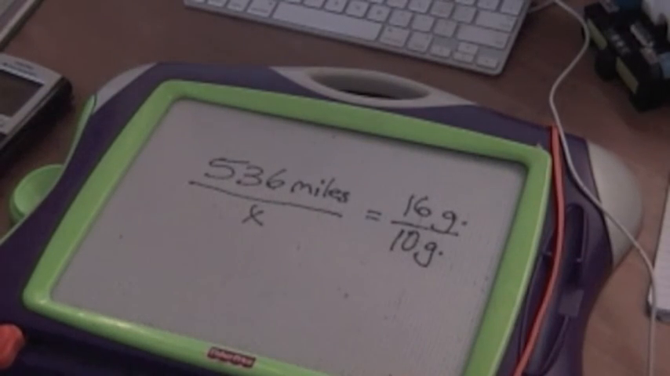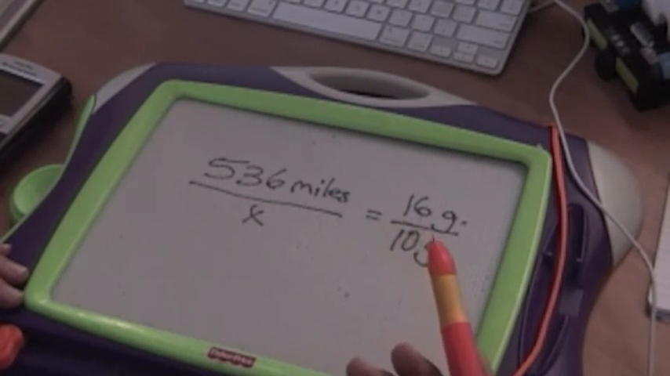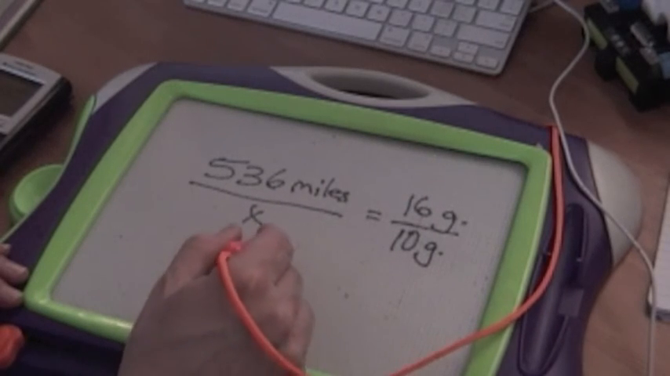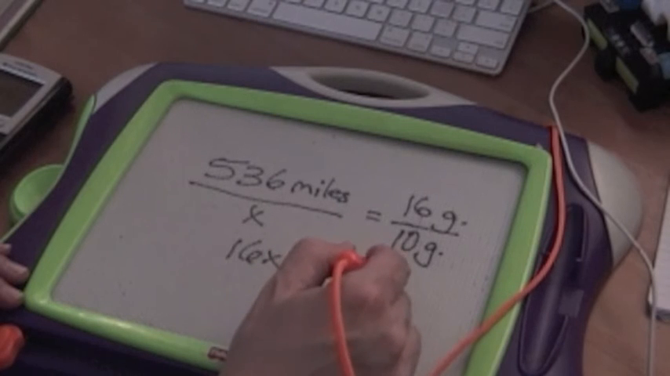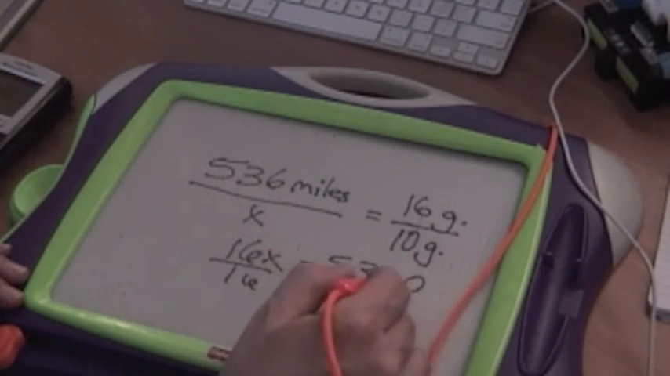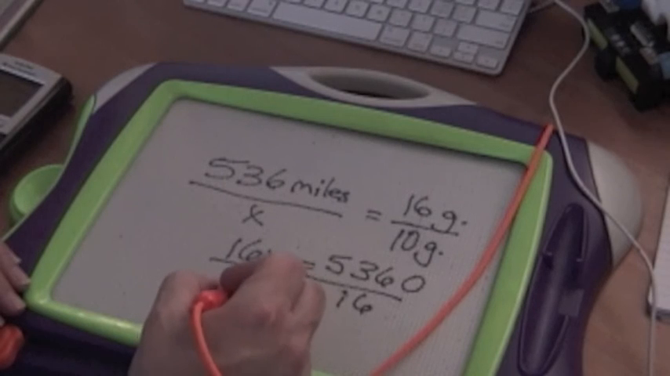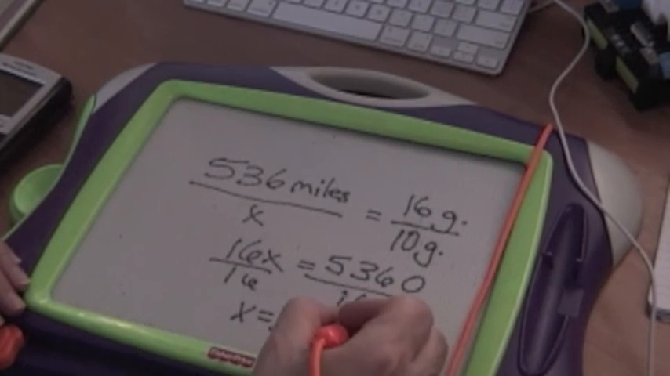But no matter how you set it up, you're always cross-multiplying the same numbers. So if you set it up a different way, it's going to be 16 times x. And 536 times 10 is 5,360. Divide both sides by 16. And your answer should be x equals 335 miles.